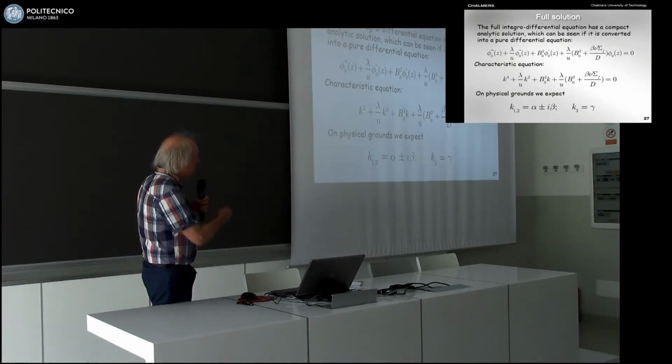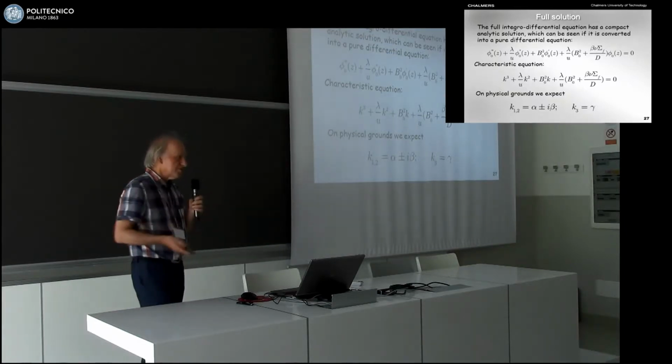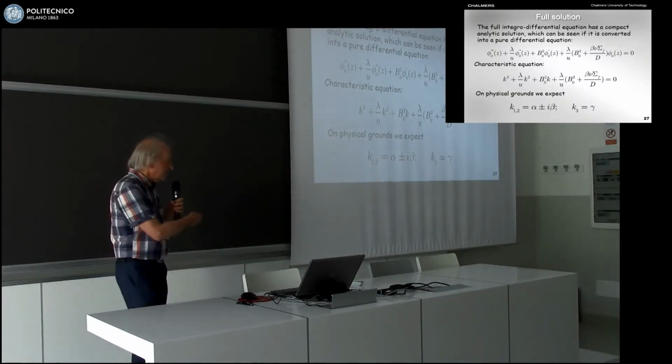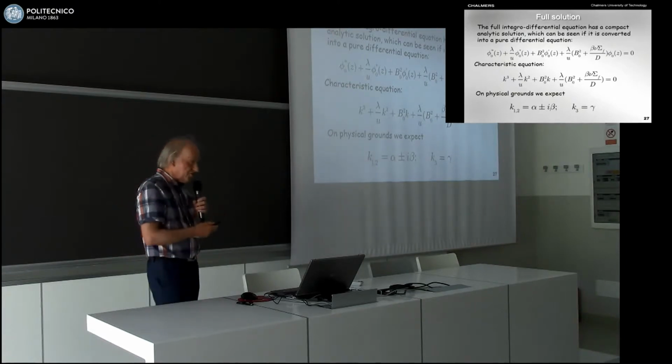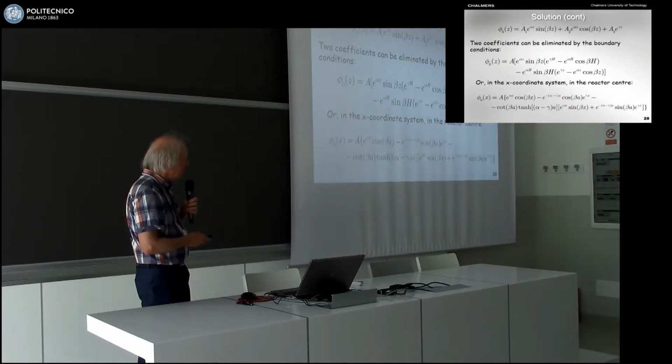But I'm not going through. The way of solving is that we take the derivative of the equation, so we have a 3rd order equation here, and then there will be 3 roots of the characteristic equation, and then we expect them to be a complex conjugate pair and a real term, and we can get back.